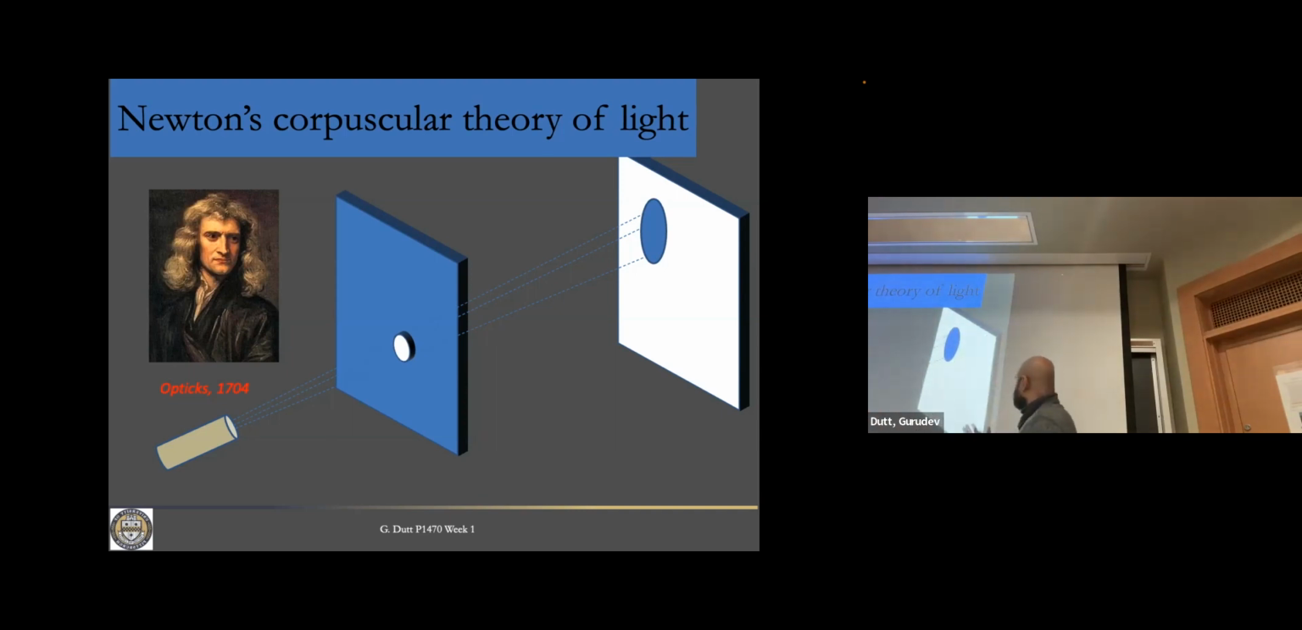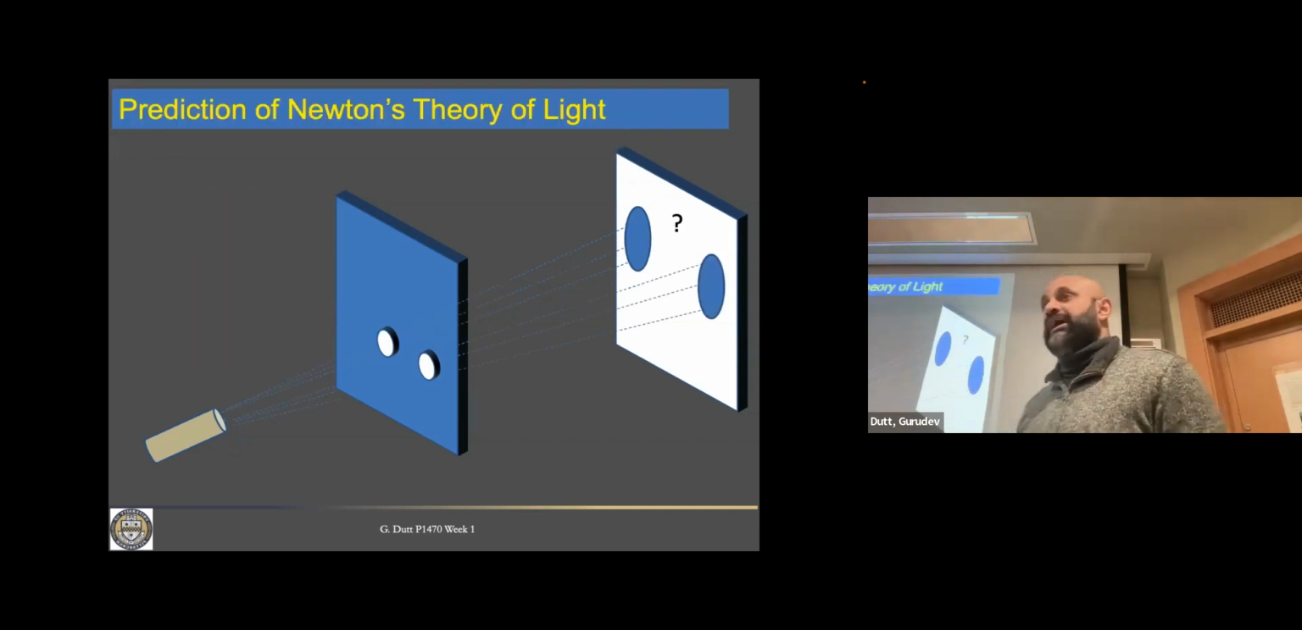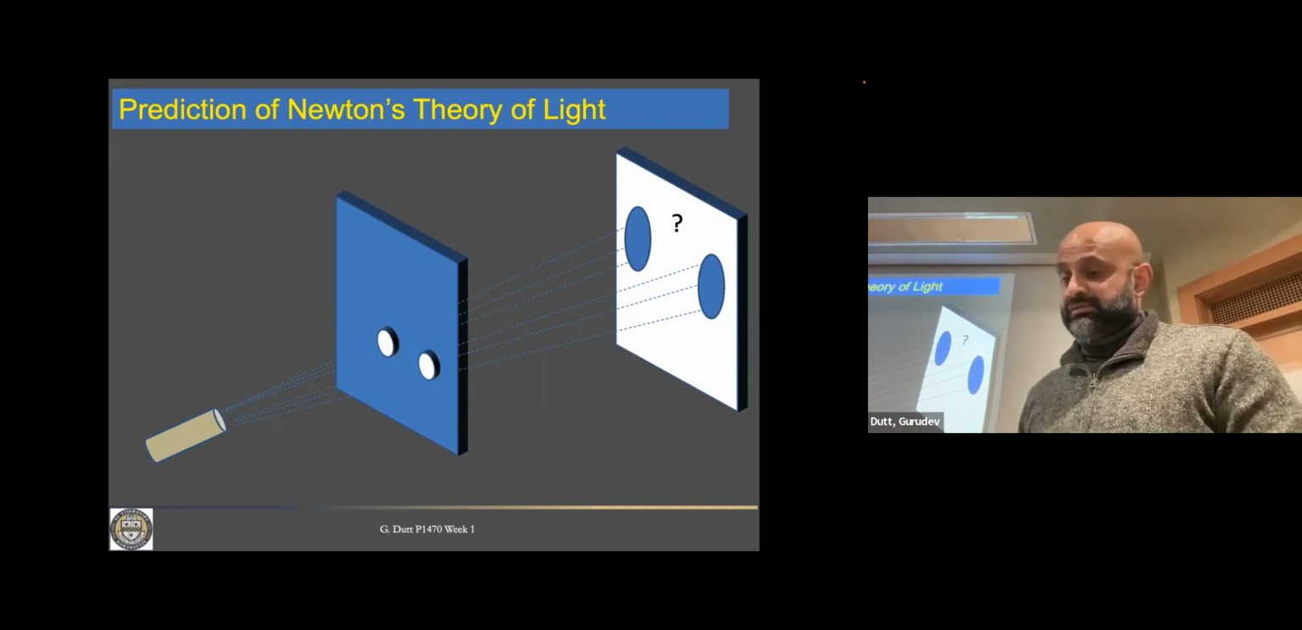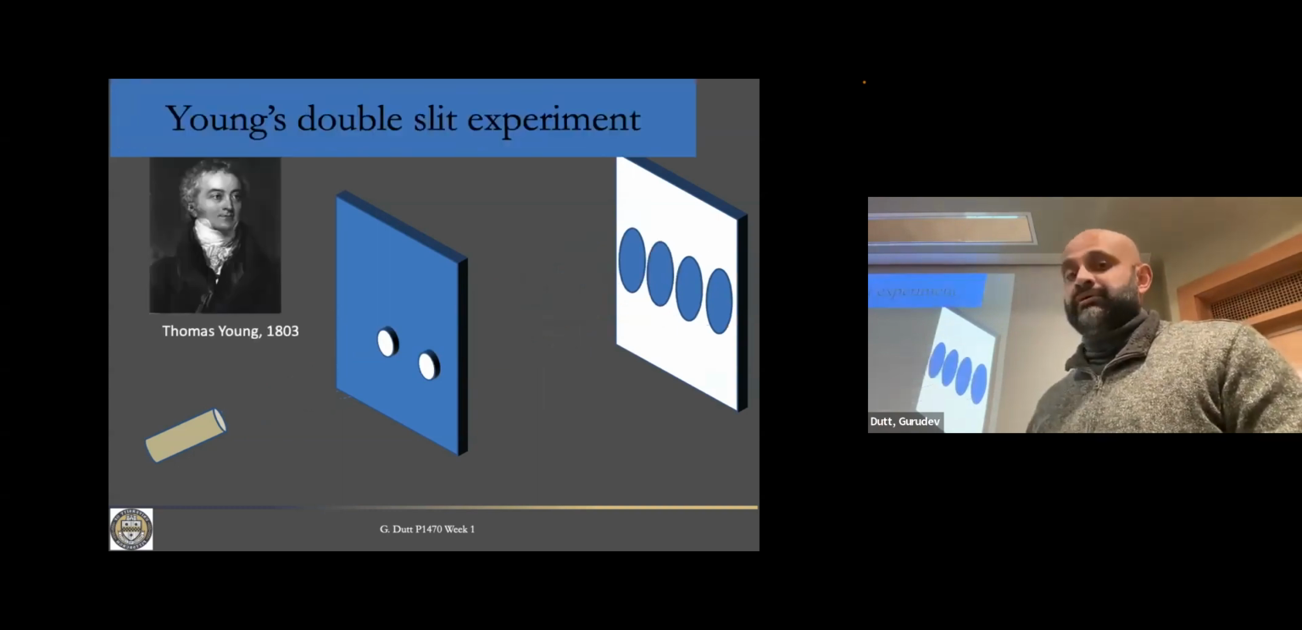And he was able to explain many things. Anyway, one of the predictions of Newton's theory is that if I take a screen, cut a hole in it, and look at what's happening behind the hole, then taking into account some geometric factors, I should get a blob of light just where the hole is being cut. That was Newton's prediction. And if you had two holes, you get two blobs. That should be what you expect from this theory of light. But this was a 1700s theory.